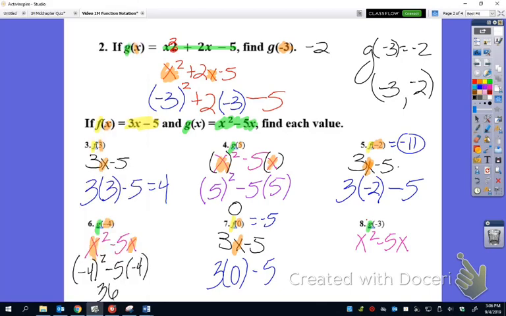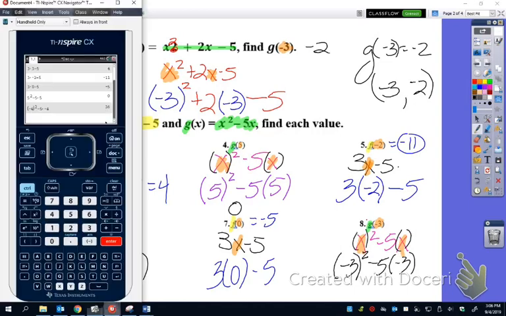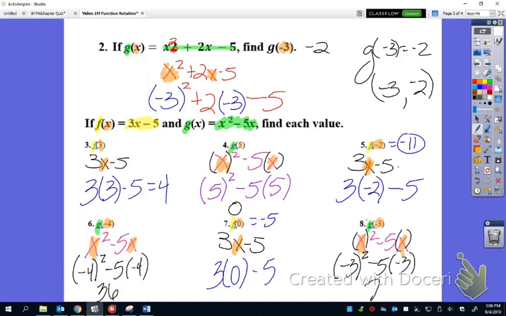Okay, and then we've got one more. So wherever you see x, you're going to plug in negative 3. So parentheses, negative 3, parentheses squared, minus 5, parentheses, negative 3. Remember, wherever you see the x, you've got to put parentheses around it. So make sure you type it in exactly like it looks. Close the parentheses, put the squared. Minus 5, parentheses, negative 3, close parentheses. And you get 24. So that's 24.